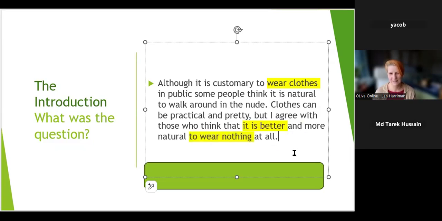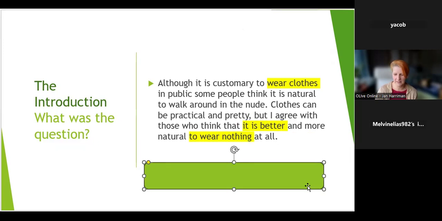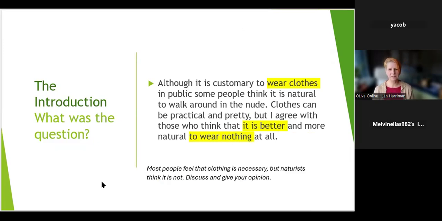All right. So that's what this one's going to argue. What are the reasons that they're going to give for wearing clothes? What are they going to argue? Can you tell? Because I remember. Okay, so here's the question. Most people feel that clothing is necessary, but naturists think it is not. Discuss and give your opinion. Okay, so we have to discuss both sides, wearing clothes and not wearing clothes.